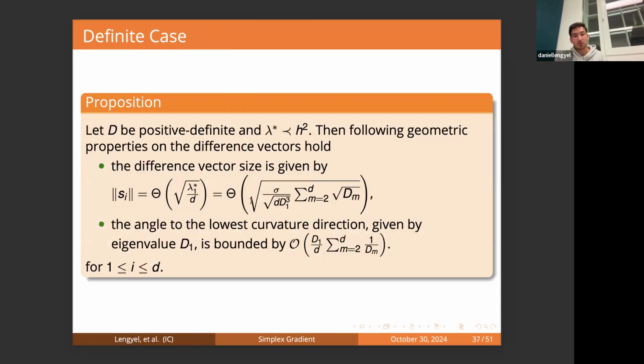So here we have this in theoretical form. Not a lot of stuff to worry about. Here, just see that lambda 1 over d is how the norm of S1 of all the difference vectors scales. And L1 is associated with the smallest curvature direction. It will be the largest. Here we can see that the smaller D1 is, the larger this difference vector is going to be. And here we can also show the bound on the angle to the low curvature directions. The lower D1 is, and the larger all the other elements are, again, the more ill-conditioned the problem is, the smaller this is going to be, and the tighter the bound.